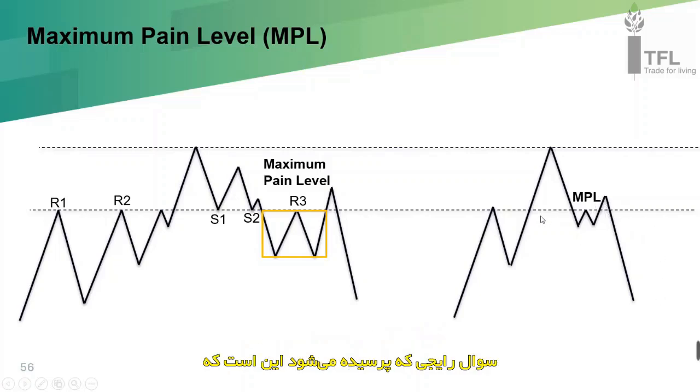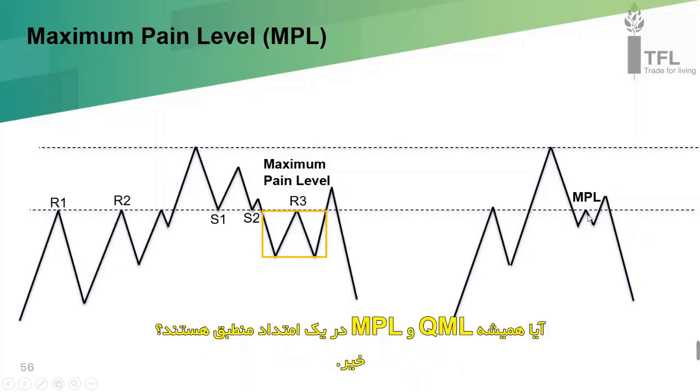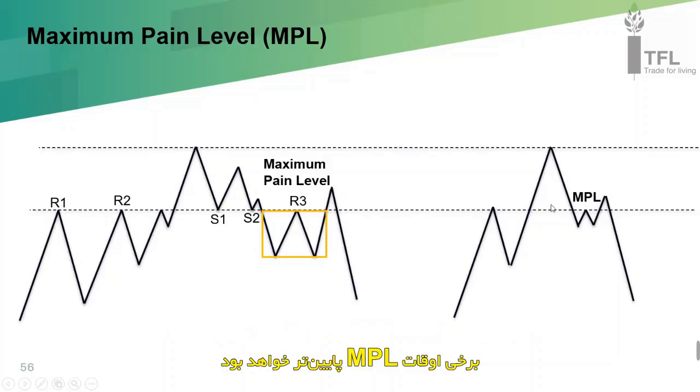Another common question I always get is, is the maximum pain level always aligned with the QML? No, there is no always. Hear me properly. Sometimes the MPL will be lower than the QML. Sometimes the MPL will be higher than the QML. Sometimes it's at the top of the head. And not only that, sometimes MPL does not exist for some trades. However, for normal trades, MPL does happen.